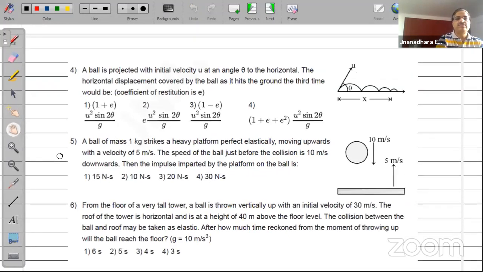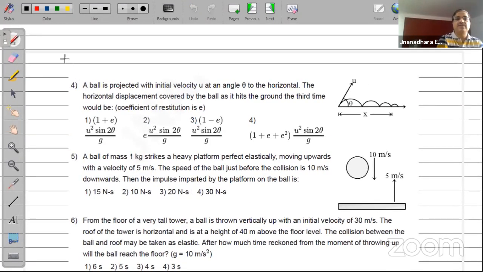Fourth question. I think you can answer this question yourself. We have done this fourth question as a special case. A ball is projected with an initial velocity u at angle theta to the horizontal. What is the horizontal displacement covered by the ball as it hits the ground the third time? So this is your first time, second time, third time. After the third time, I need R0, R1, R2, R3, isn't it? As it hits the ground the third time, I just want up to R2.